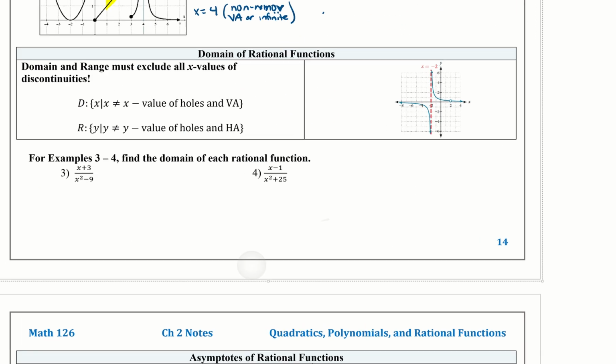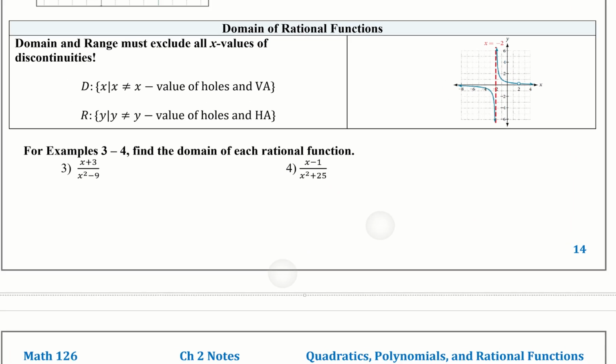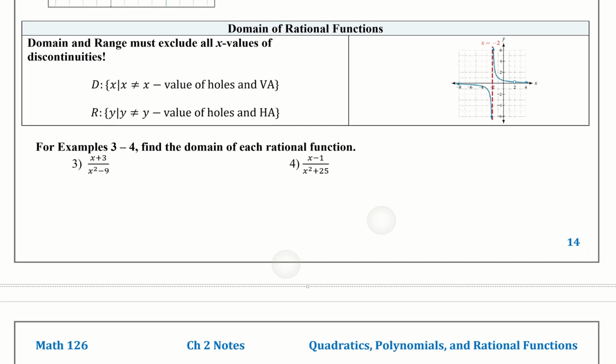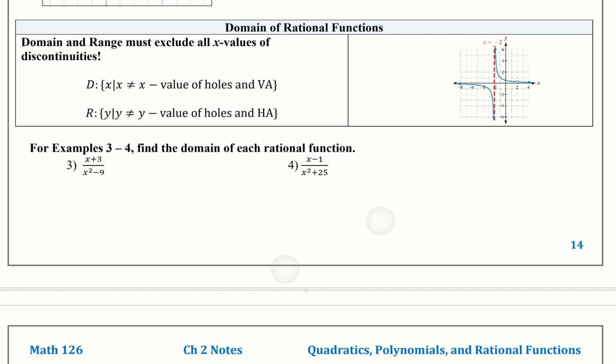Okay, let's take a look at this next one. Related to the idea of discontinuities is the idea of domain and range. What happens with domain and range is we must exclude any places where we have a discontinuity.